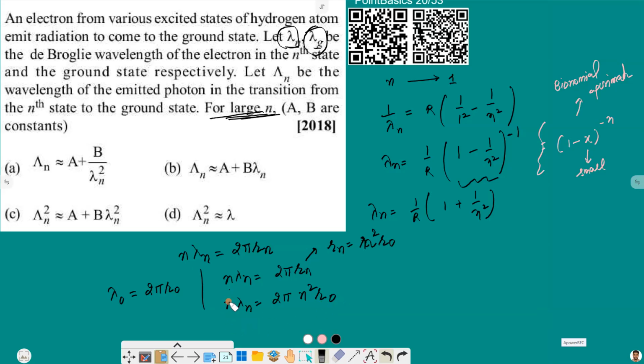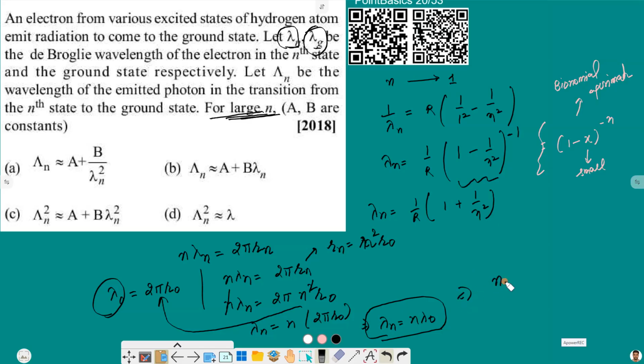And from this, n gets cancelled and we have lambda n equal to n times 2 pi R naught. Now 2 pi R naught is basically lambda naught. So lambda n is n times lambda naught. This is the relation, and we have already derived this in some previous question. So from this, we have n is equal to lambda n by lambda naught. Now we will use it here.